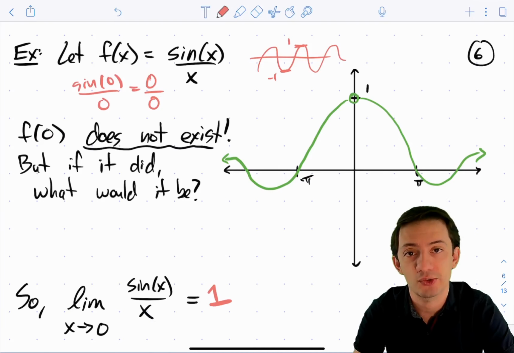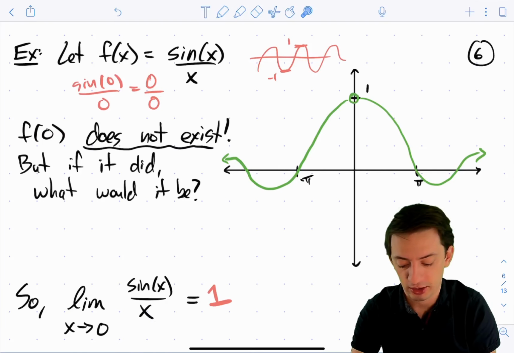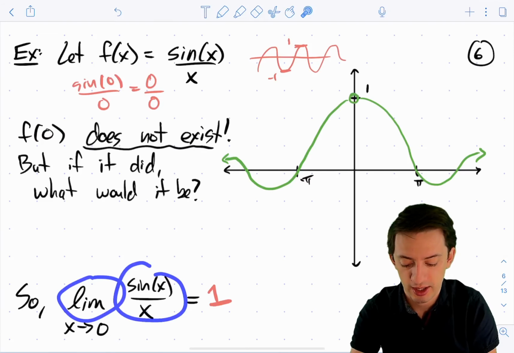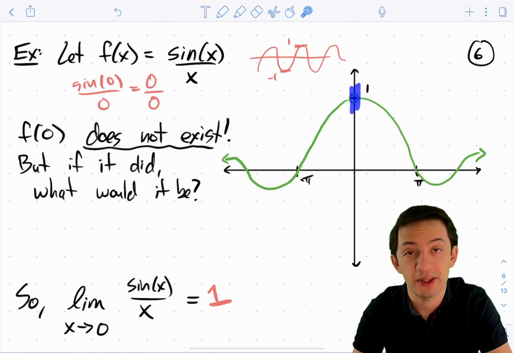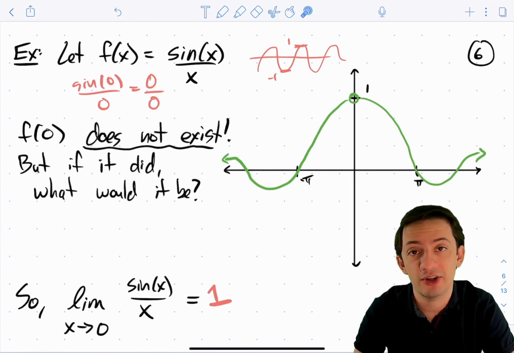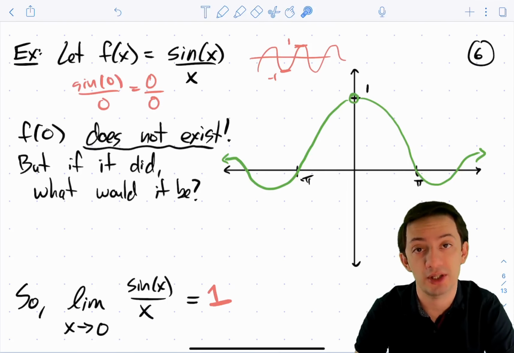So a limit says, what should the function be? The limit of the function as x goes to 0. So we ignore f of 0. In this case, it didn't exist. But even if it did exist, we ignore it. And we just look at x values nearby. And we say, based on that, what should it be? And it looks like it should be 1. Now, this is not a very technical definition, but we will get more technical. This is the intuition that you should always keep in your head when you're thinking about limits, though.